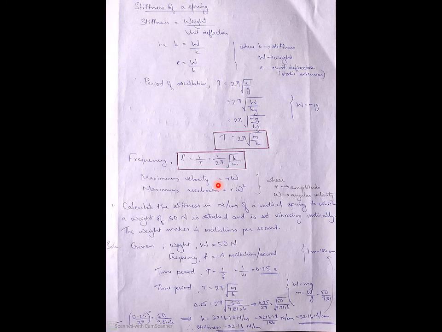Now there is one more term in this, which is the stiffness of a spring. Stiffness is defined as weight per unit deflection. Written in letters, stiffness is represented by the letter K, weight is represented by W, and unit deflection is represented by the letter E. So E is either unit deflection or static extension. We can rearrange it and write it as E equal to W by K.